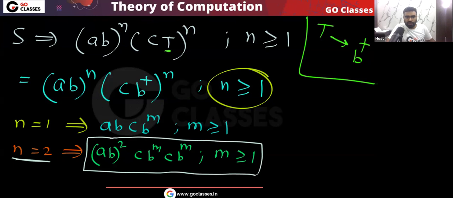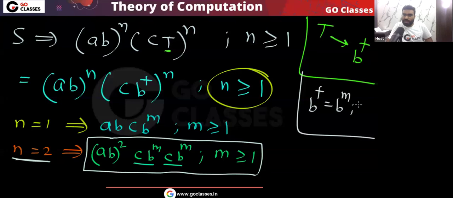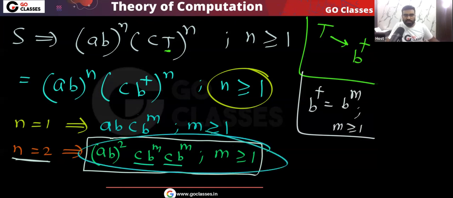Let me know. When you are putting n equal to 2, very simple question I'm asking, remember, you just put n equal to 2, so this will be 2, so you will be ab power 2. Okay, here also you put 2, so can I say that it will be cb power m, cb power m? M is greater than equal to 1. Let me know. Can I say this? Because b plus means what? B plus means, remember, you already know what b plus means. This means b power m, where m is greater than equal to 1. What is b plus? B plus is same as b power m, where m is greater than equal to 1. So this is what I'm asking, that will you get this type of string?